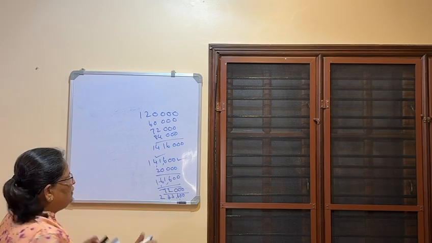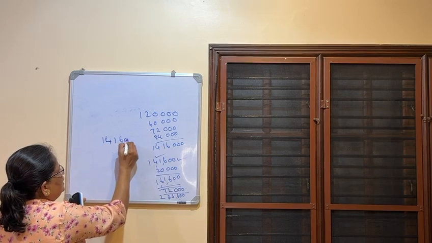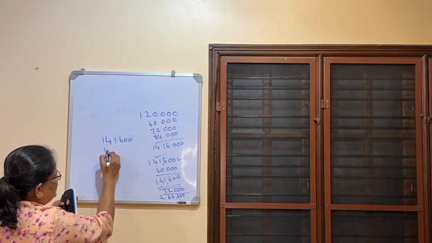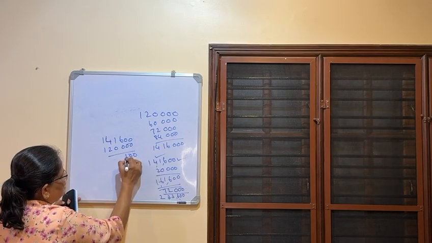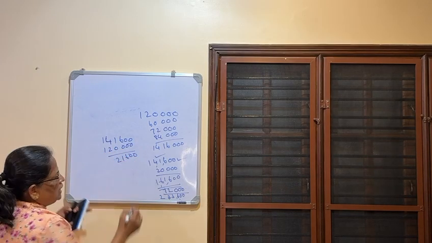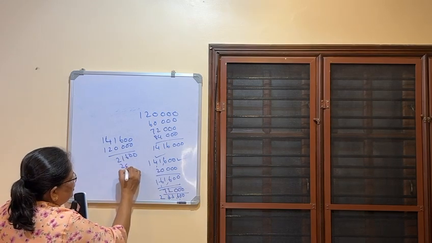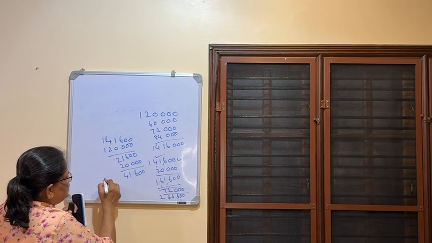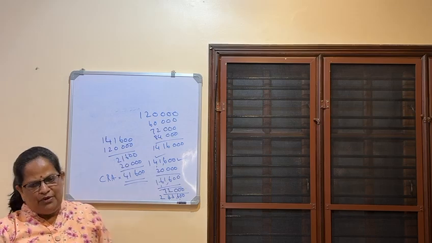So RFA value we have already calculated, 1,41,600. Now employer is deducting 10,000 per month, so 10,000 into 12, 1,20,000. So the value of concessional accommodation we have to calculate: 21,600 plus cost of furnishing 20,000. So this 41,600 is the value of concessional rental accommodation. So this is the computation.